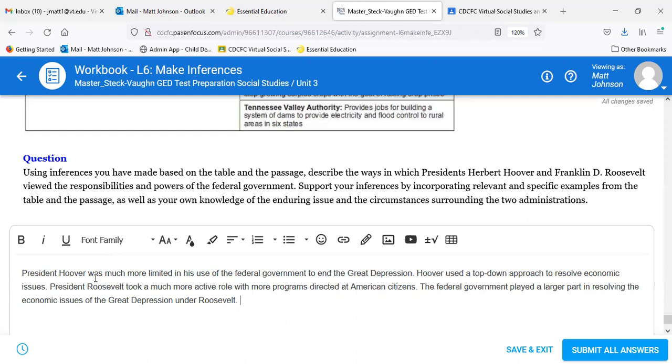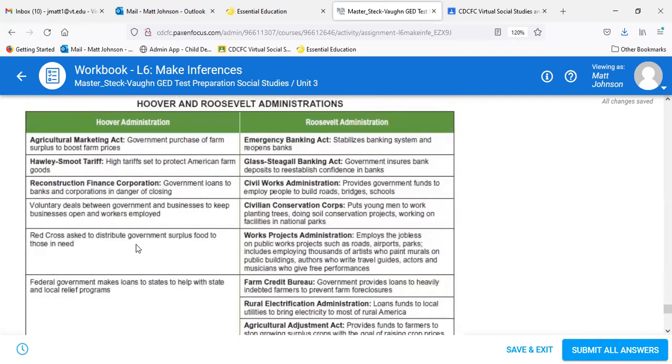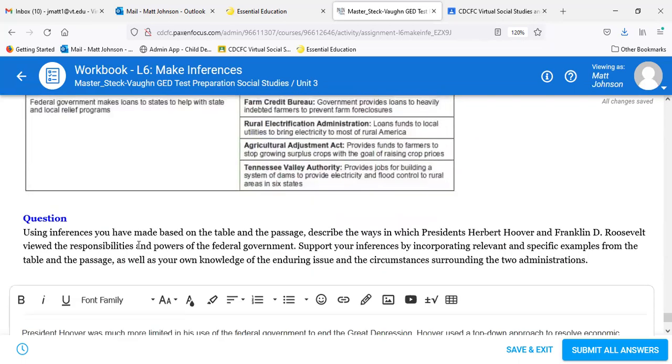Okay. And that's all an inference you can make just by looking at the table and reading above. Far more programs under Roosevelt than there were under Hoover. And those programs targeted more individuals, was a bottom-up approach to fixing the economic issues rather than just fixing banks or corporations, right? All right.